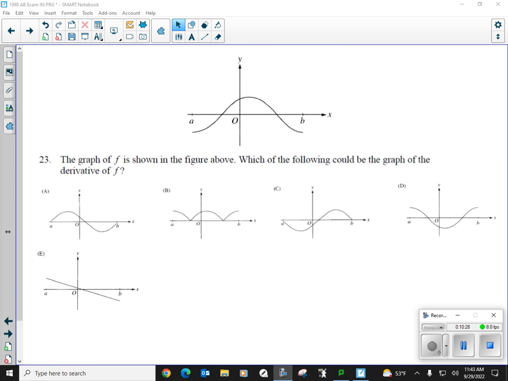Oh, man. If you guys have been watching these videos, you know I love me some graphs. 23. The graph of f is shown in the figure above. Which of the following could be the graph of the derivative? Okay. The first thing we need to do is establish this is f. One of these is going to be the derivative of f, okay? That represents the slope, okay? The slope of f.